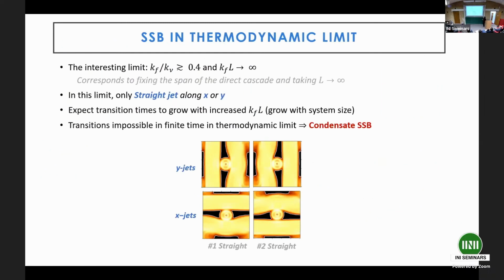Okay, and to end with something that's kind of nice, I think. What I told you is that if Kf over K nu is larger than 0.4, which is quite large, but okay, and you imagine you have a finite UV cutoff, but you take your IR cutoff to infinity, right? So this would be a sort of thermodynamic limit. I'm taking the box to be infinite, okay?